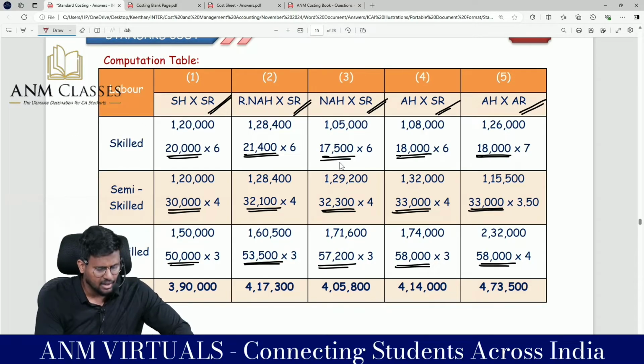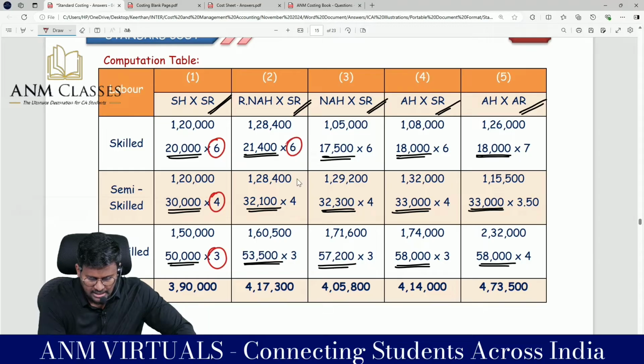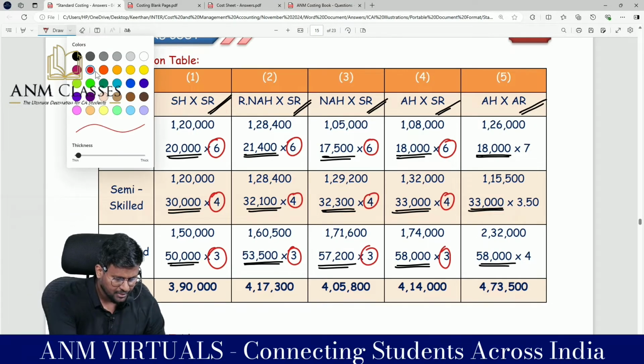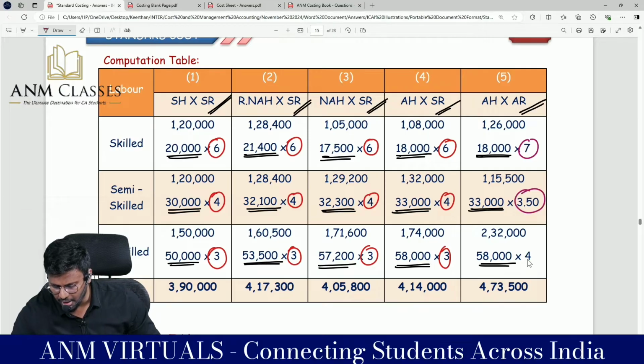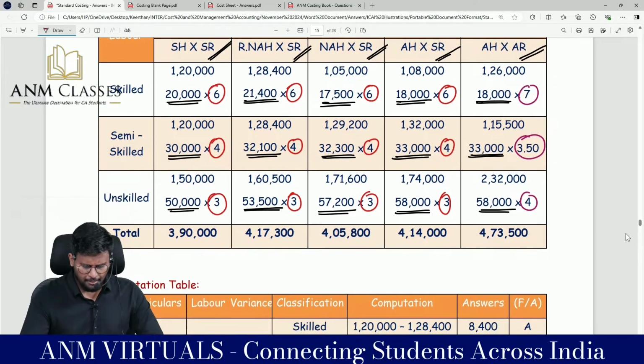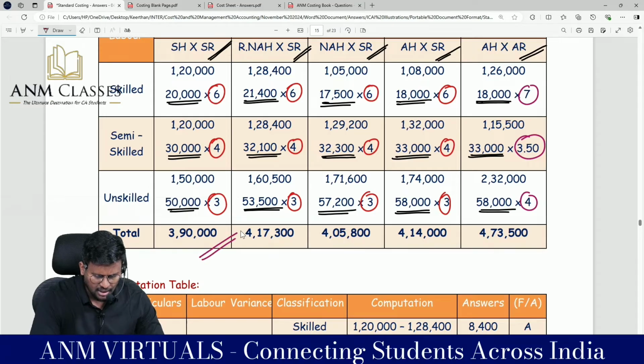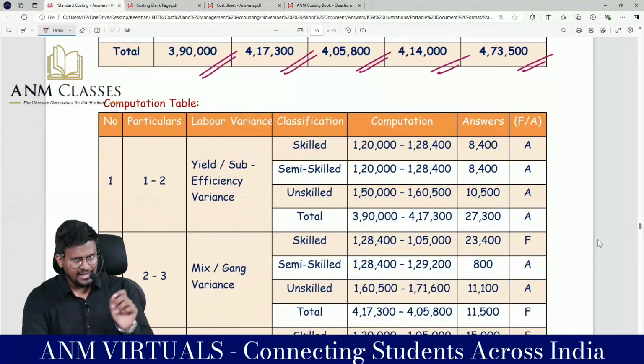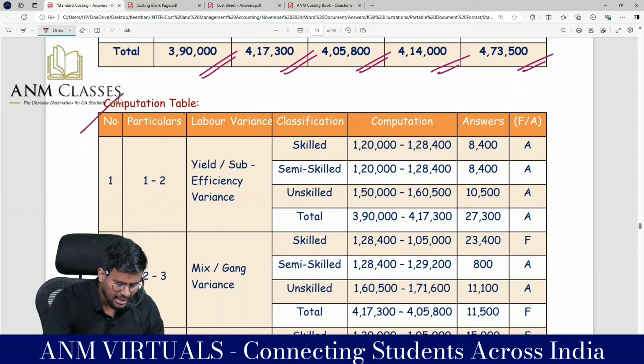You tell me the standard rate: 6, 4, 3, but the actual rate is not that. Actual rate is 7, 3.5, 4. Comfortable? So if I multiply and add: 3,90,000, 4,17,300, 4,05,800, 4,14,000, 4,73,500. Comfortable? Yesterday itself I told that you have to find out the grade wise and the total wise. So 1 minus 2 is labor yield variance.